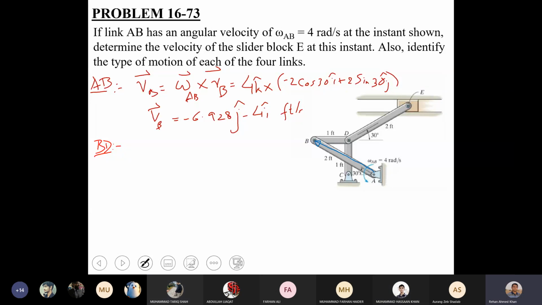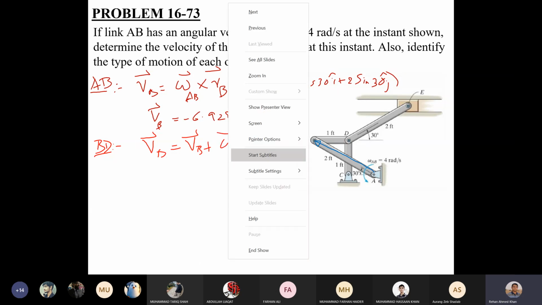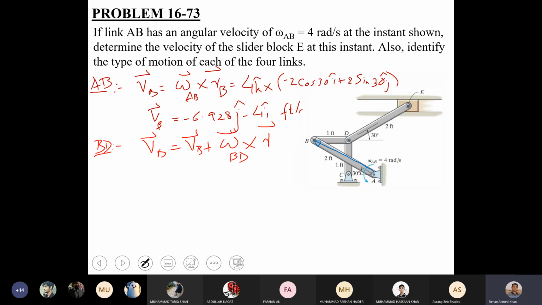Since the motion of point B is known to us from step number one, we are going to make B our base point and write the relative velocity equation. So the equation would become velocity of D equals velocity of B plus omega cross R, where omega is the omega of this link BD, and R is the relative position of D with respect to B. So VD would become VB, which is already found in the first step, minus 4 I minus 6.928 J. You already have VB.